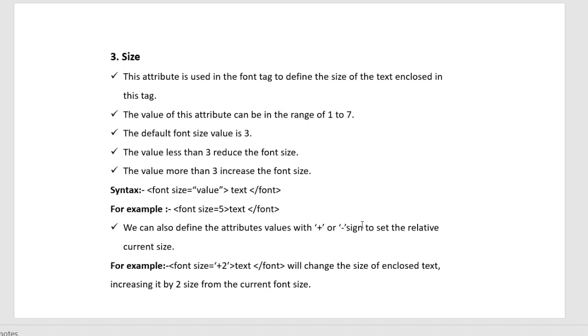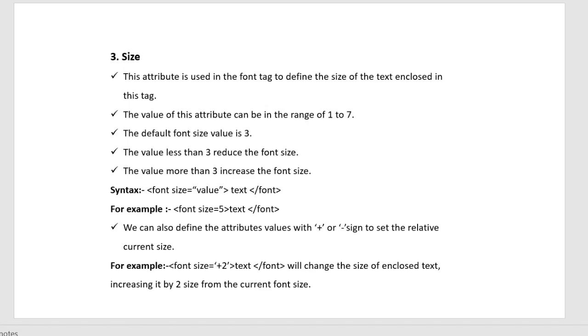And the default size of text is 3. If you put plus 2, then your size will increase by 2 points. For example, by default your size is 3, and if we write down plus 2, then your size is 5. And for example, if you write down plus 4, your default size is 3, 3 plus 4 is 7, so your size is 7. And if you use the minus sign, for example you put minus 2, then your default size is 3, and 3 minus 2 is equal to 1, so your size is 1.